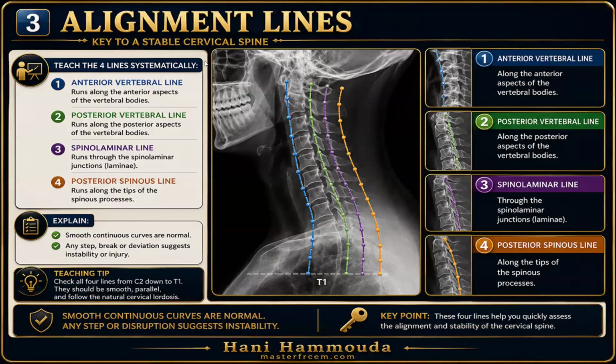Okay. Then the next point, alignment. We talked about alignment already. Okay. It should be smooth, continuous curves, should be normal. Any step or break or deviation suggests instability or injury. If you find any disruption in any of these lines, it means instability or injury. Okay.